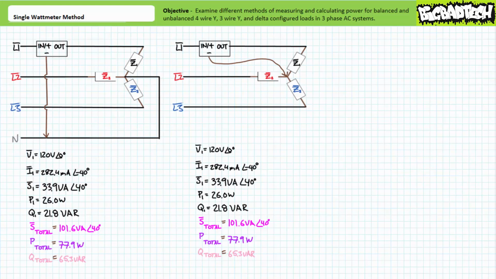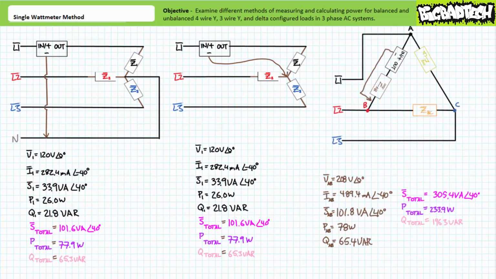As with the balanced 4-wire Y configuration, if we multiplied the values displayed by this wattmeter by 3, it would yield a total apparent power figure of 101.6 volt amperes, of which 77.9 watts is directed towards real power and 65.3 VARs is directed towards a reactive interchange. For a balanced delta configuration, we have to get a little bit more invasive, because we'd have to hook up our wattmeter in the following fashion. The voltmeter portion of the wattmeter, the positive and negative connections, measures 208 volts at an angle of 0 degrees from line L1 at node A to line L2 at node B.